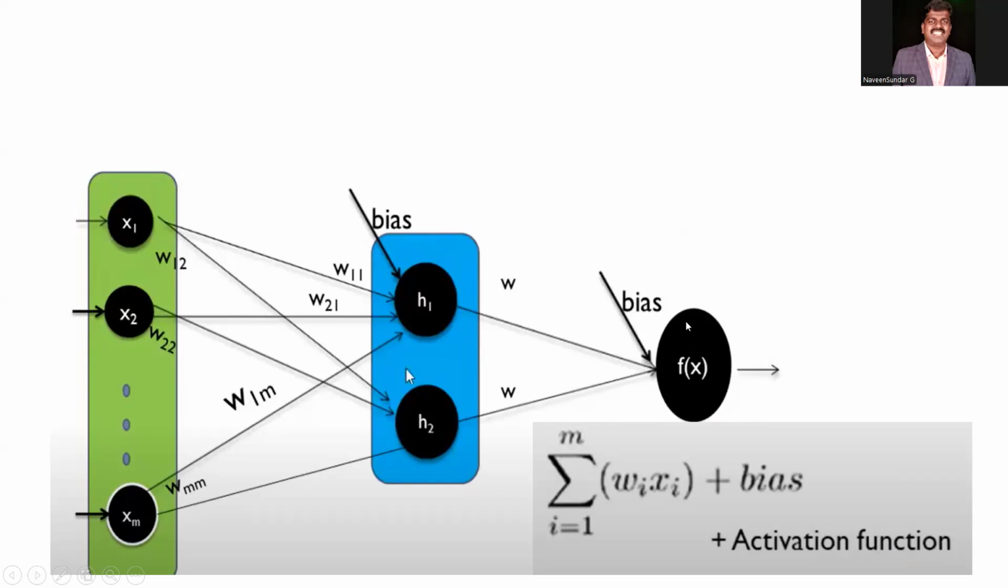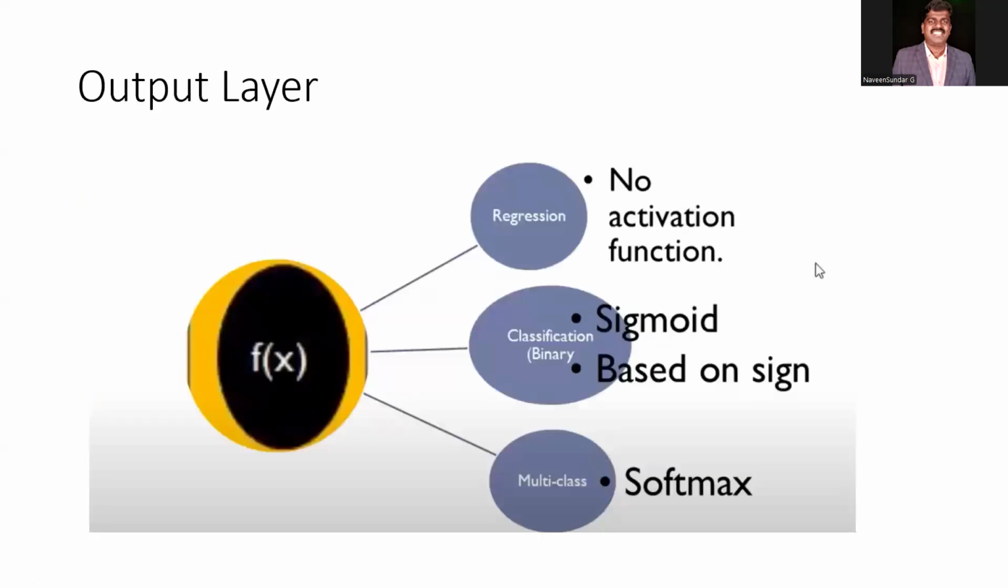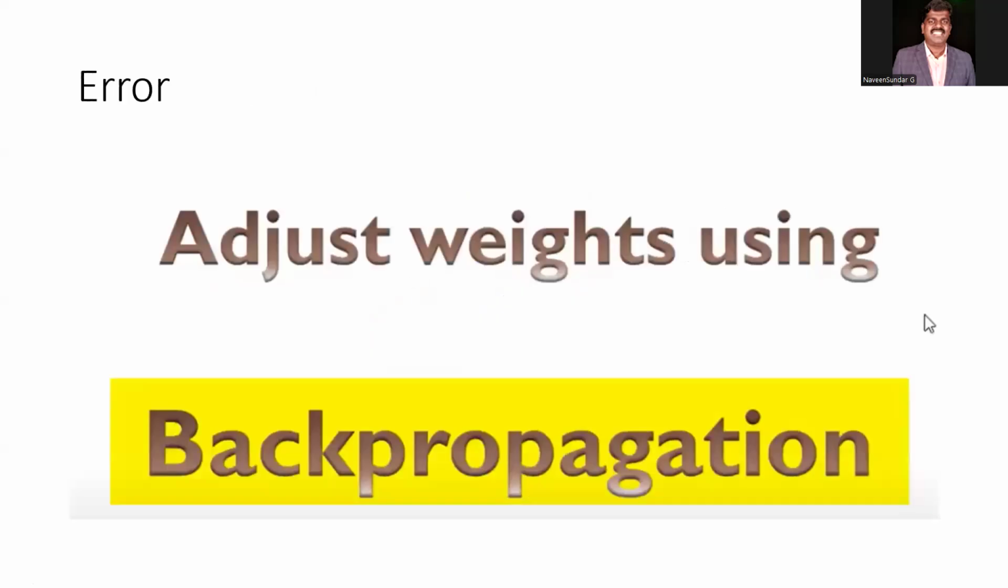Once it reaches f of x, the final output layer, we do not give any weight or add the bias. That is how we finally end the process. So f of x is the output layer, and here there is no activation function. When we are doing binary classification, we use sigmoid, based on the design, and if it is multi-class, we go for softmax. This is the method we use in the output layer.